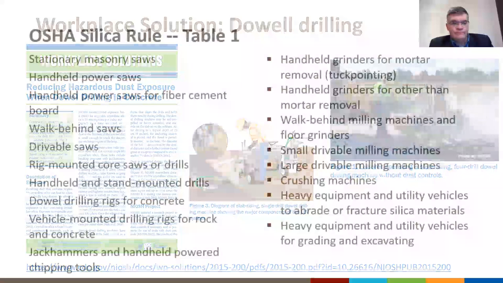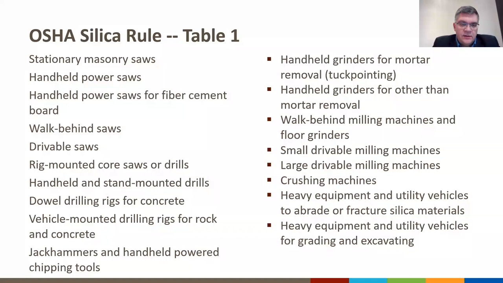This slide shows OSHA's Table 1 in the silica standard. Much of the NIOSH engineering control research was included in the Table 1 of the silica standard that was published in 2016. This is a complete list of Table 1 entries that heavily rely on the NIOSH as well as CPWR data for controls that limit exposure levels at or below the permissible exposure limit. This table covers many different construction tasks that involve exposure to RCS.